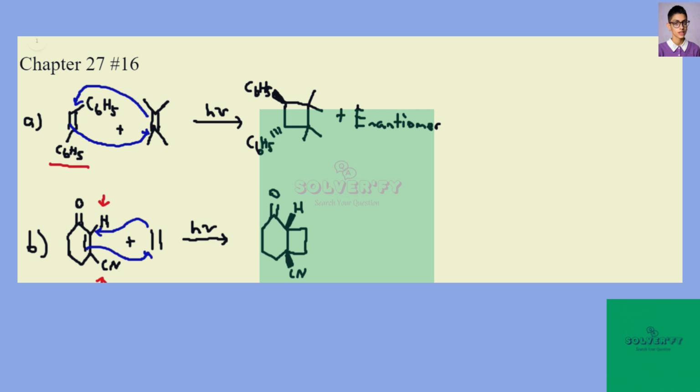So there they are. And just like in A, we'll also see the enantiomer. So they could also both be dashed instead of both being wedged. But they do have to be both one or both the other because they have to have that cis relationship. And so that is the answer to Chapter 27, problem number 16.